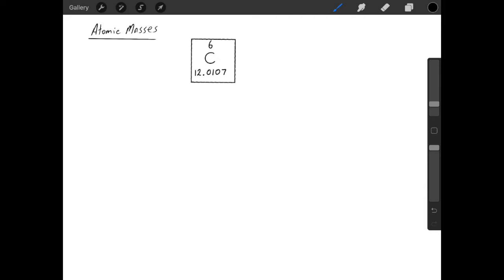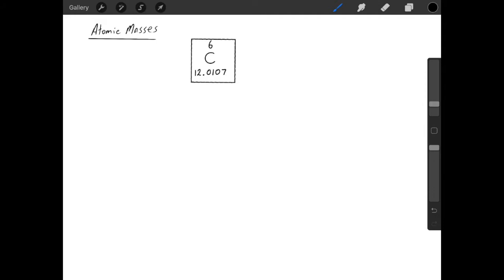Each element in the periodic table gets its own little square, and on a typical periodic table, that square contains a number representing the atomic number, a letter or a couple of letters that are the elemental symbol, and generally they also have a mass. That is the mass of that element.